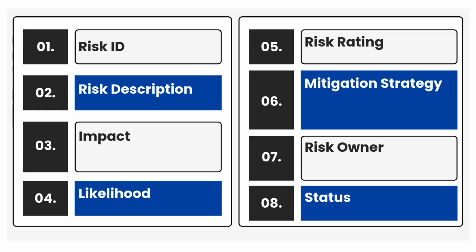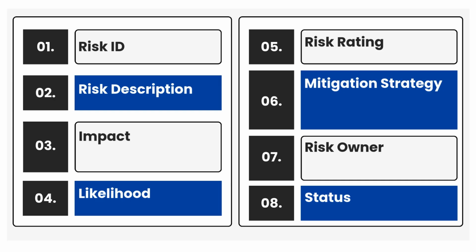6. Mitigation strategy. What can be done to reduce or eliminate the risk? Examples: enabling MFA, patching systems, employee training. This is the action plan. 7. Risk owner. Who is responsible for monitoring and managing this risk? It could be an IT admin, CISO, or department head. Ownership creates accountability. 8. Status. Is the risk open, being mitigated, or closed? Tracking status over time helps in audits and reviews.